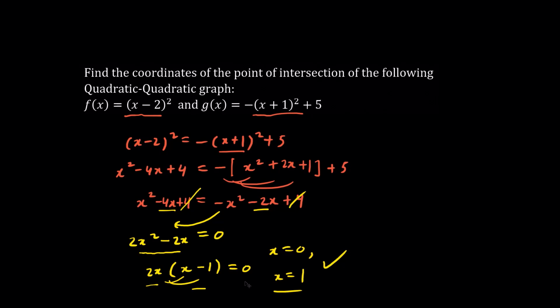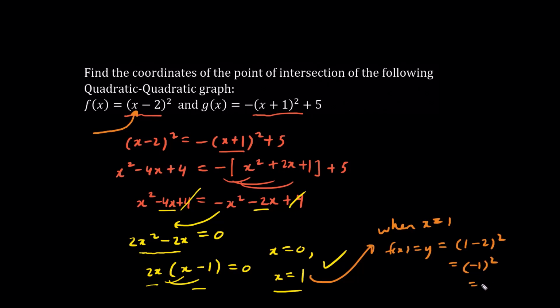Let's verify this 1, 1 answer. We already solved x equals 1. We'll say that when x equals 1, what is the y value? The y values are tied, so let's just substitute into f of x here. We'll say f of x, which is y, equals x minus 2 squared, and our x happens to be 1. 1 minus 2 is negative 1, and negative 1 squared is 1. So indeed, the point of intersection is 1, 1.